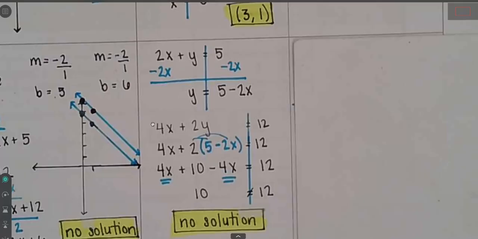Does anyone else have an answer? You know the answer is no solution. I'm just looking for the work, and this one is really quick. You're just subtracting. You have to multiply the first equation, then you subtract. You guys are already on the next one? Yes.